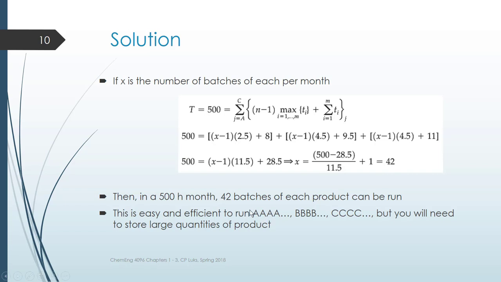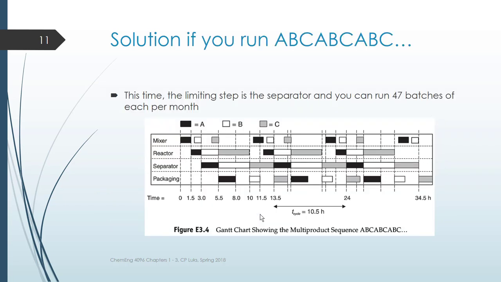I can run this so that I make 42 batches of A, and then clean everything, 42 batches of B, clean everything, 42 batches of C, clean everything. But if I do that, the problem is that then I have to store the A, the B, the C eventually, until I'm ready to send it out to market.